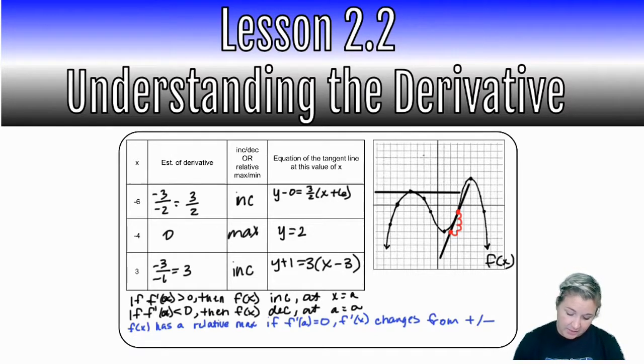And then lastly, it's kind of the opposite of that. So f of x has a relative minimum.